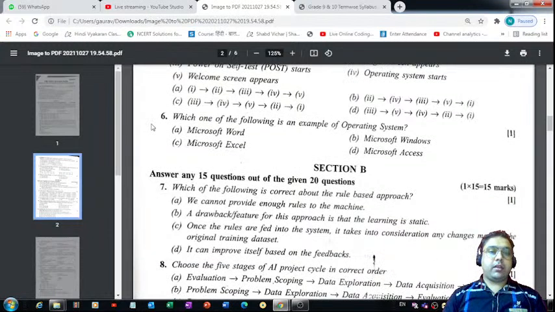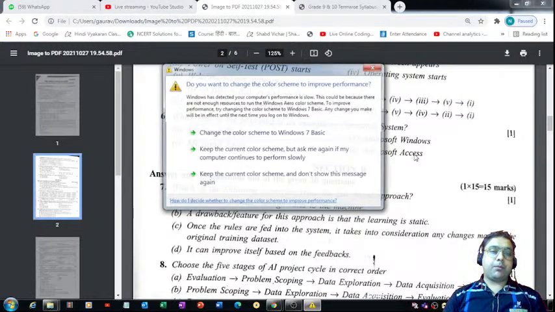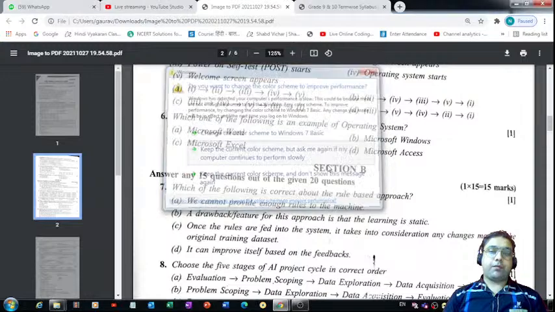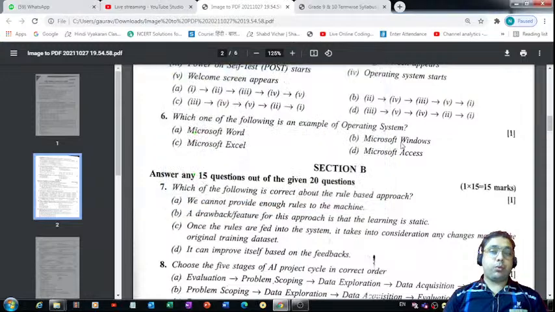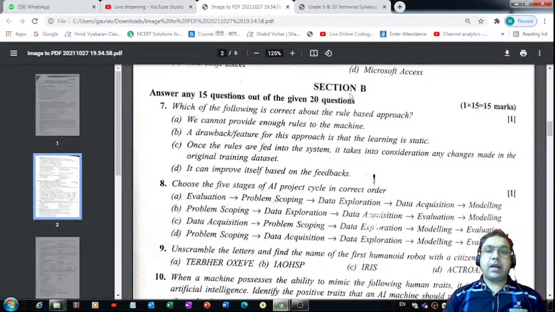Then comes this question number 6, which says which one of the following is an example of operating system. So Microsoft Word is an application software. You guys know it very well. Microsoft Excel is also an application software. Microsoft Access is also a type of application software, but Microsoft Windows is a type of operating system. So the correct answer of question number 6 is B part.